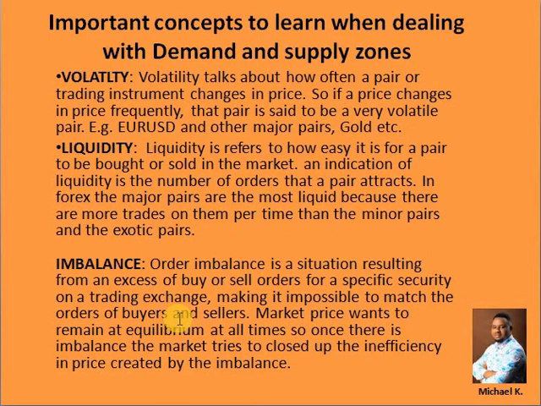Important concepts to learn when dealing with demand and supply zones. Volatility. Volatility talks about how often a pair or trading instrument changes in price. So if you have a pair or a trading instrument that changes erratically up and down, it means that pair is very volatile. Examples of such pairs are the major pairs like EUR/USD or gold. You see how it can go up and come down at the slightest minute. So these pairs are called volatile markets.